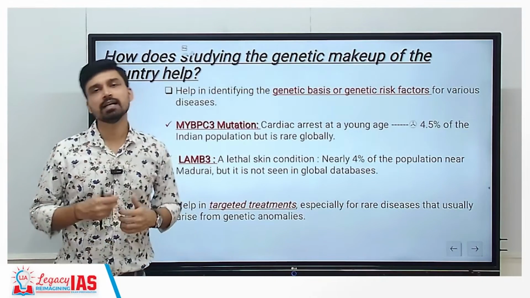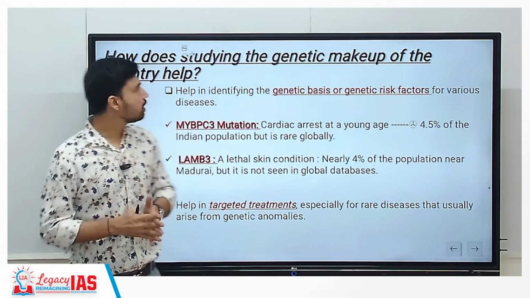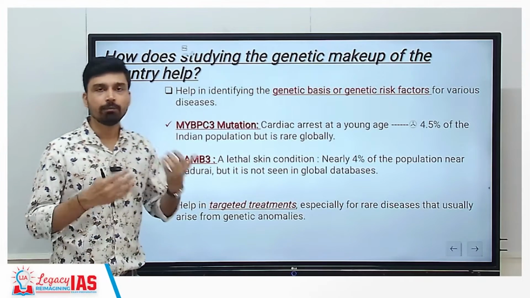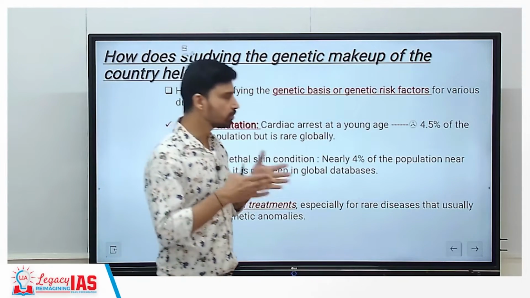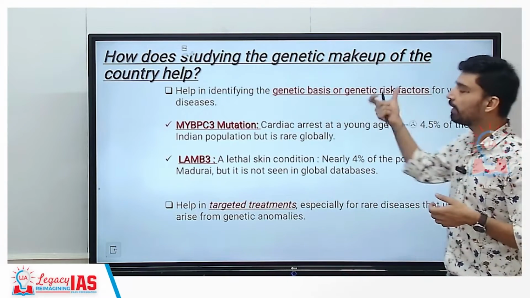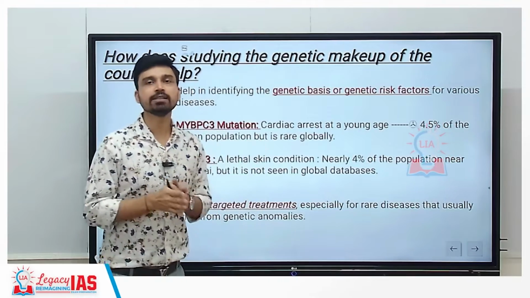Now, obviously, the last question that can come to our mind is what is the purpose of genome sequencing, or how does studying the genetic makeup of a person help? Or not only persons, since we are talking about genome sequencing at the level of India, how does studying the genetic makeup of the entire country help us, and in what context? So let us try to understand this with examples.